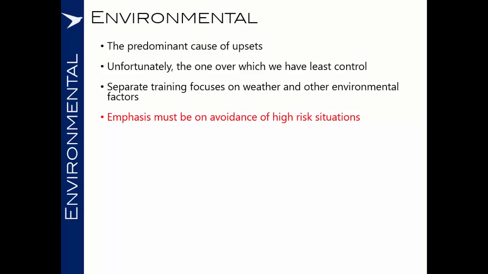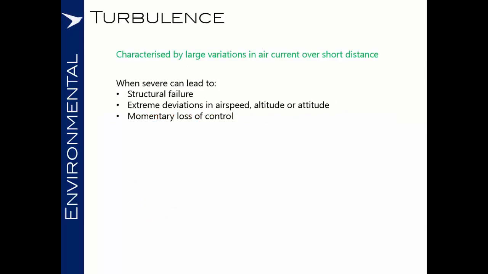So in this section, we'll focus on three things. We'll look at turbulence, wake turbulence, and aircraft icing. Firstly, turbulence. As we all well know, it's characterised by large variations in air current over a short distance, and it can lead to structural failure, extreme deviations in airspeed, altitude or attitude, and a momentary loss of control.